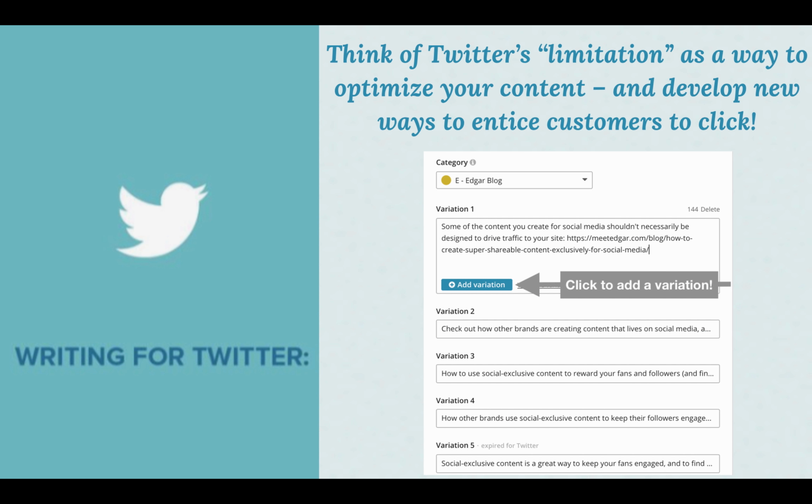So we want you to think of this variations feature as enabling you to optimize your content and develop new ways to entice customers to click on your links and drive traffic to your site. So you can see here when you're adding content to Edgar now, there is a small Add Variations button in the bottom left corner. This will populate a new text field where you can create another post about the link or about the topic you want to share. This way, you're still able to get the same concept out and stay in compliance with Twitter's terms of service.